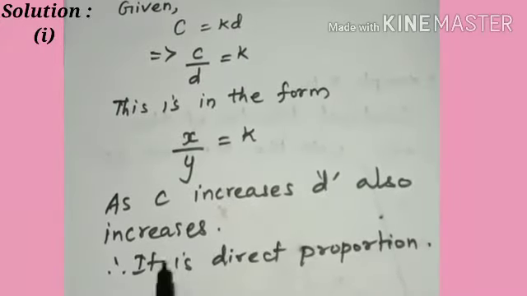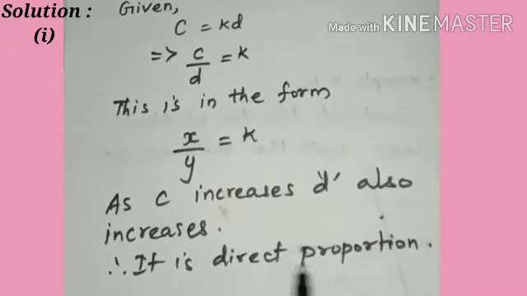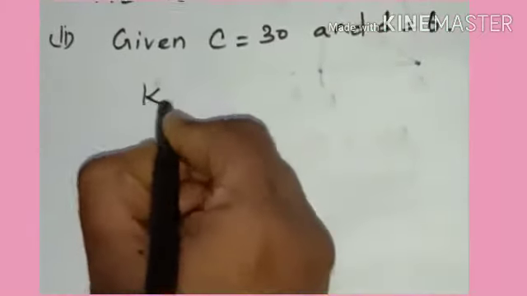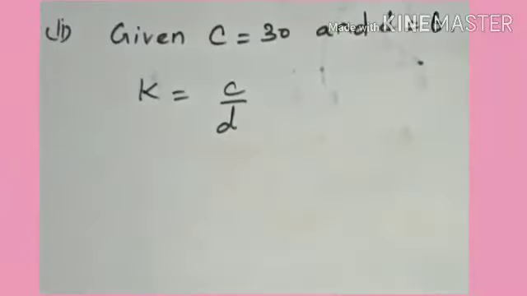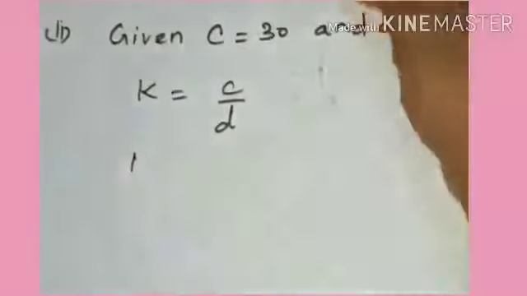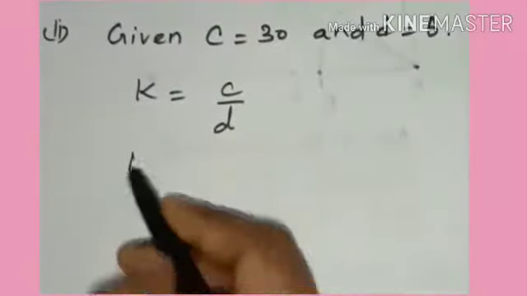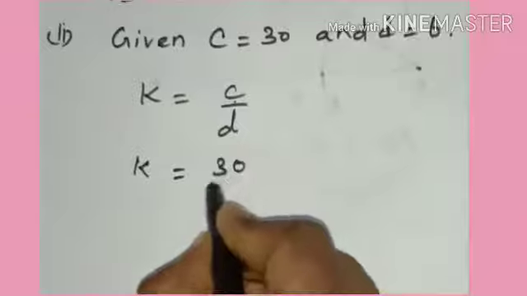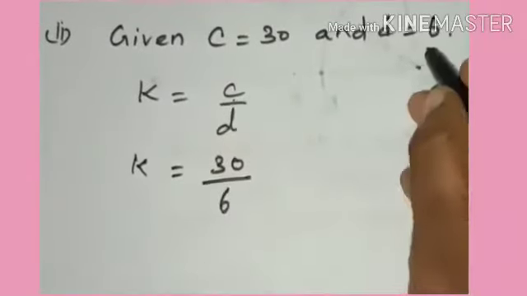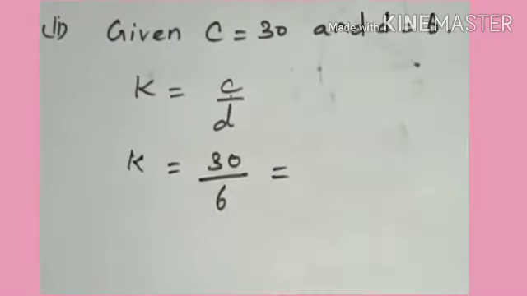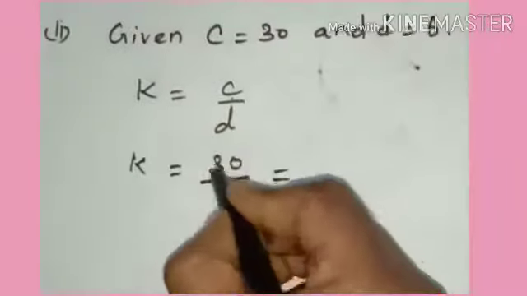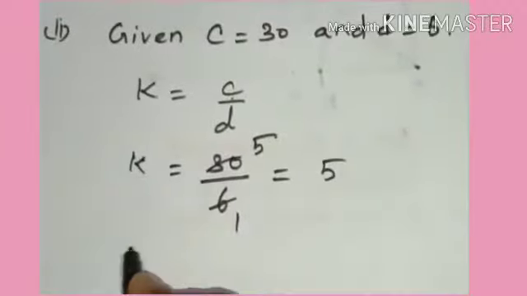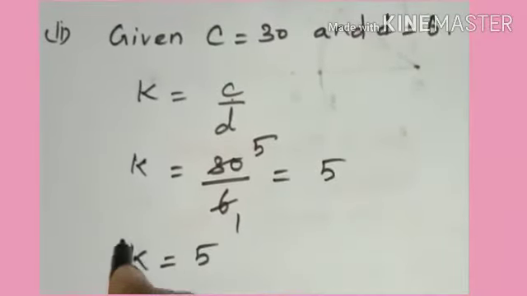So the relation between C and D is direct proportion. Students, now we know that K is equal to C by D. Here the value of C is 30 and D is given as 6. So when we cancel 6 and 30, it is 1 time and 5 times. So the value of K is 5.